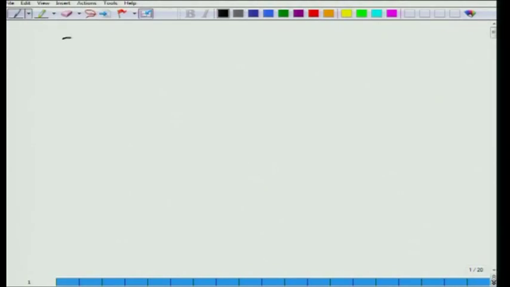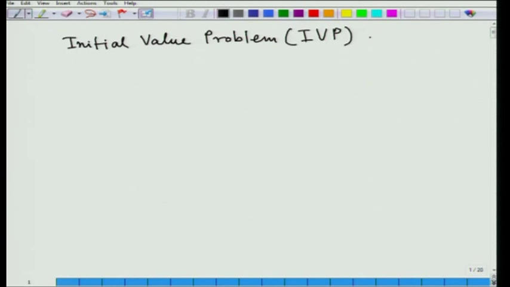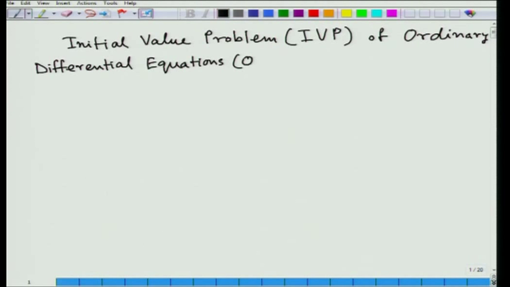Now, for this purpose we consider initial value problem, which is usually denoted by IVP, of ordinary differential equations. This is in general denoted by ODE, and throughout this lecture series I will use this IVP and ODE for initial value problem and ordinary differential equations.